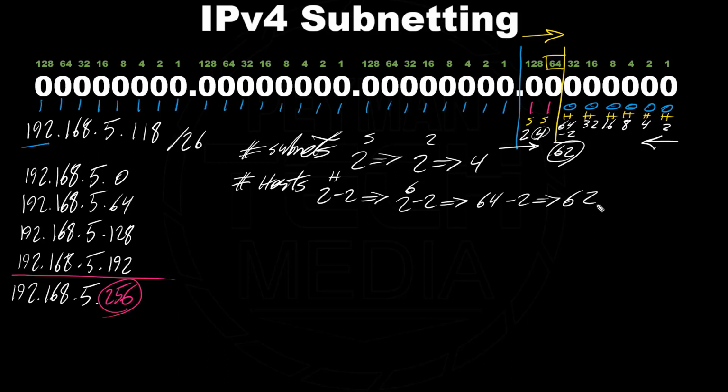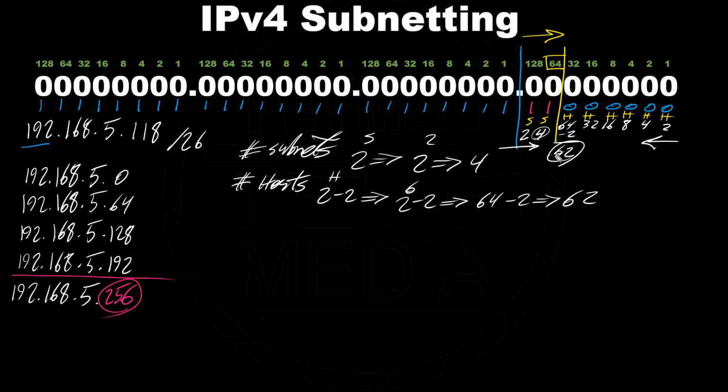So again, we can use this method going from left to right, starting with number 2 at the bottom to 4, and this is the number of subnets. And then from here, going from right to left for the number of hosts, starting with 2, 2, 4, 8, 16, 32, 64, and always minus 2 to get the available IP addresses.